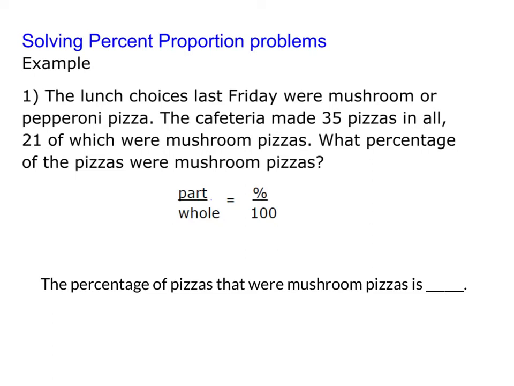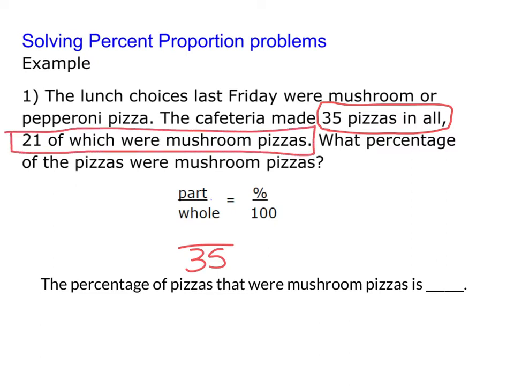Let's read it again. The cafeteria made 35 pizzas in all. In all means that is your whole number. So I'm going to put 35 on the bottom, and then 21 were mushrooms, that's your part, so I'm going to put 21. The percent is something I don't know because it's asking what percentage, and I put 100.